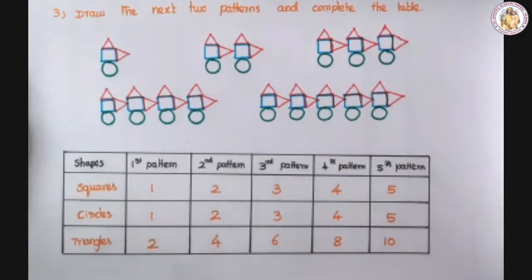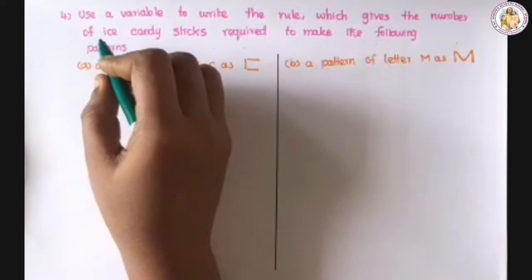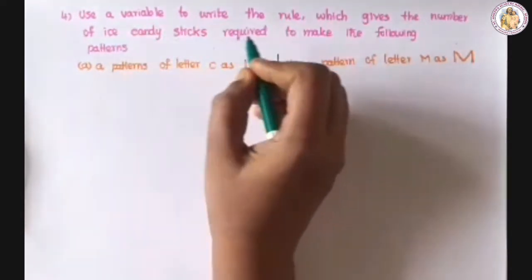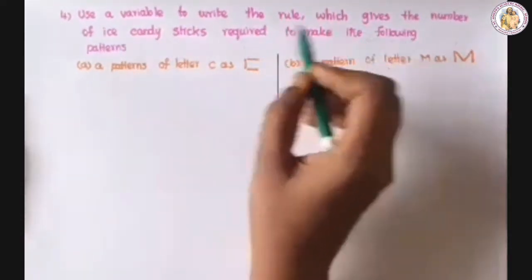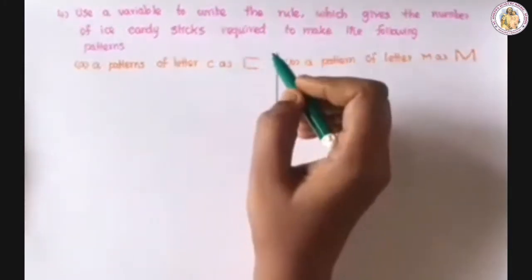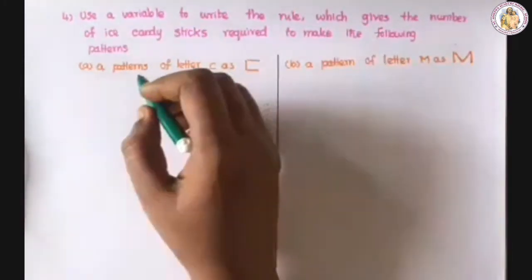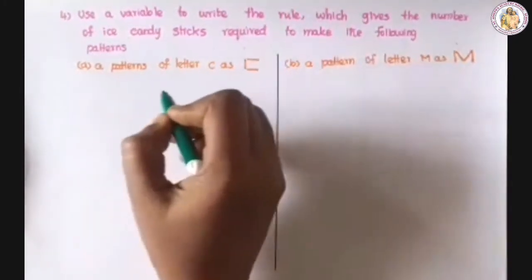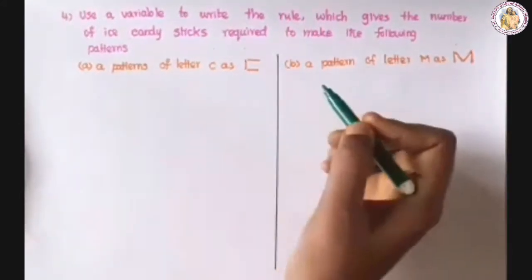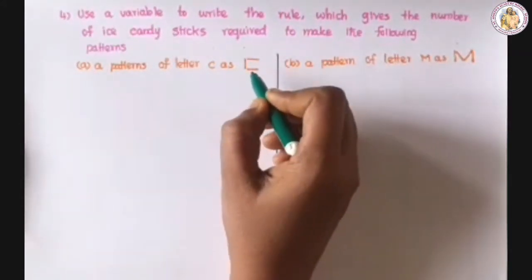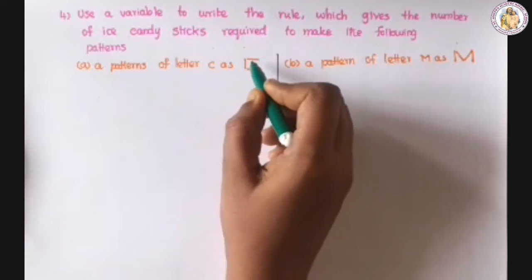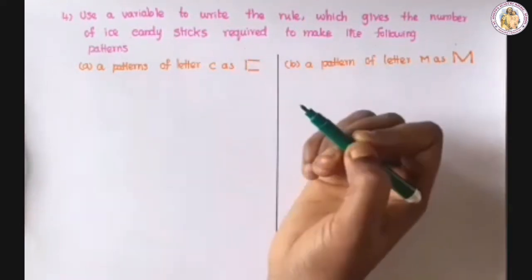This is the answer. Fourth one, use a variable to write the rule which gives the number of ice candy sticks required to make the following patterns. First one, a pattern of letter C. They form the letter with how many sticks? 1, 2, 3. 3 sticks.